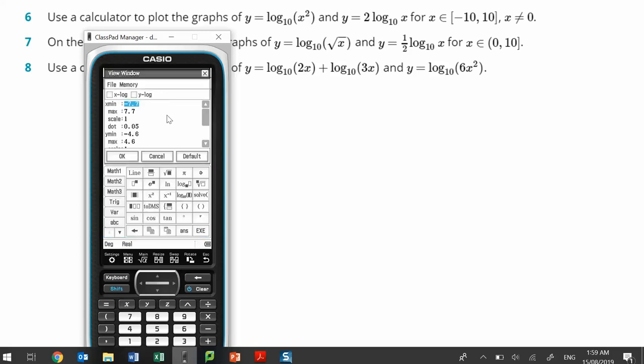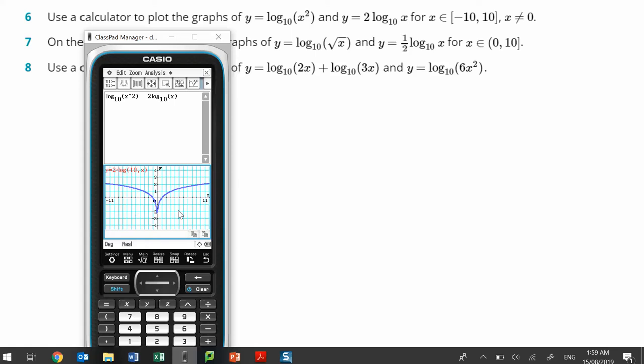We're going to adjust our window to negative 12 to 12 and see what it looks like. Okay, so as you can see, the first graph is 2 pieces, like here and here, and the second graph is only the right half. So what you're going to draw is the graph.